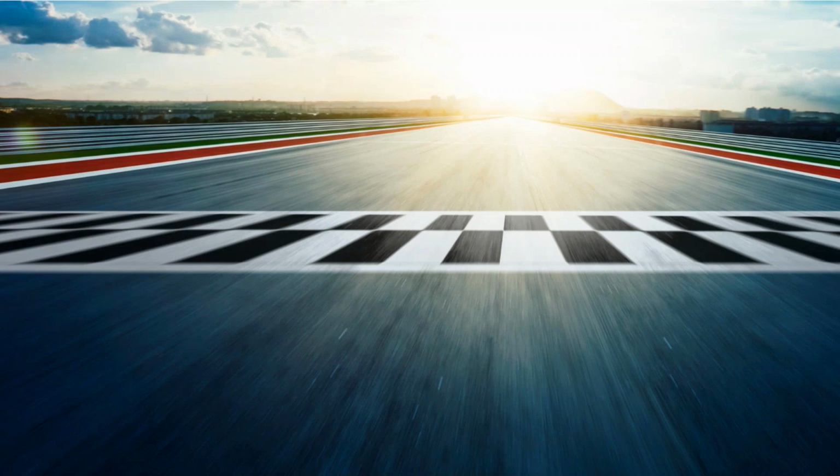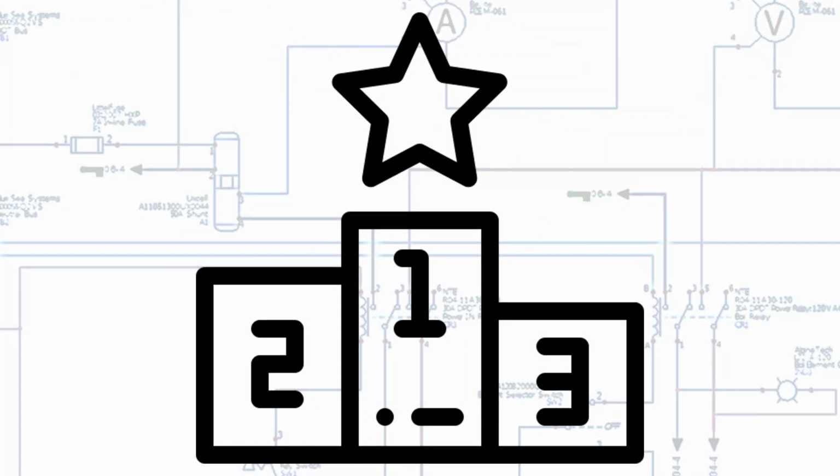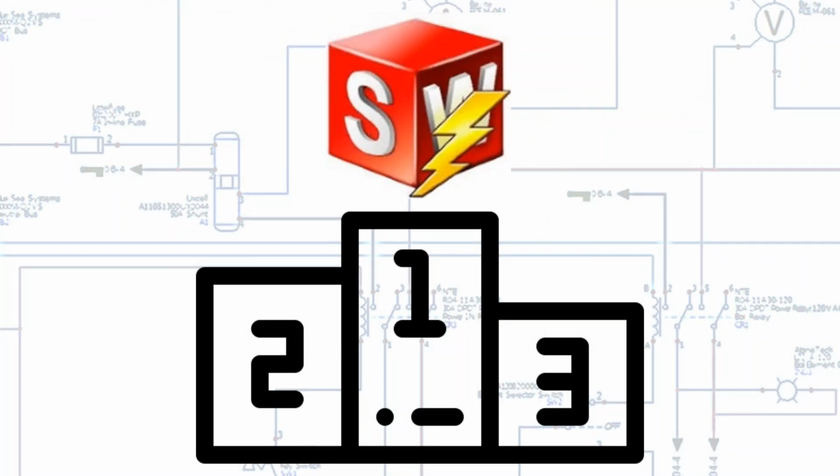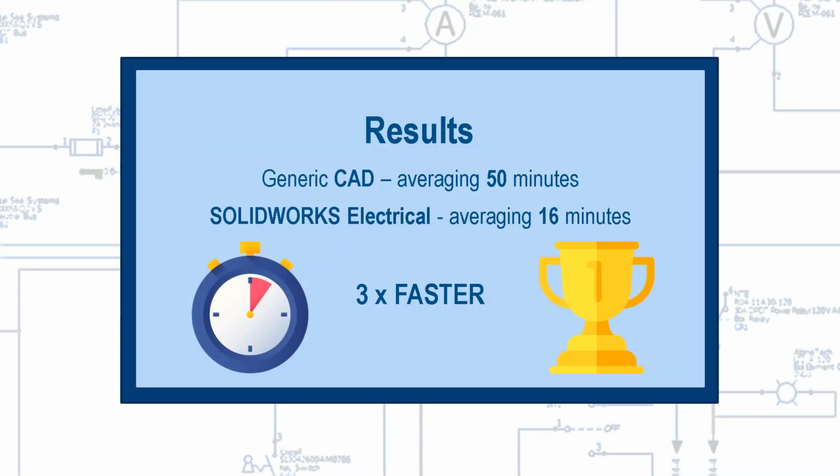So, now we're at the finish line. What does that actually translate to for you, the users? Well, I think in this challenge, it's clear to see who the winner is. When you're looking at SolidWorks Electrical versus generic CAD, SolidWorks Electrical will come out on top every time, in my opinion. So again, we are seeing an average of 50 minutes within that data set, and an average, I rounded up, of 16 minutes in SolidWorks Electrical. So we're seeing a 3 times improvement in efficiency, right off the bat.